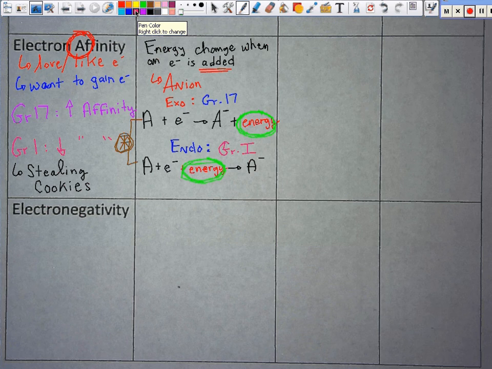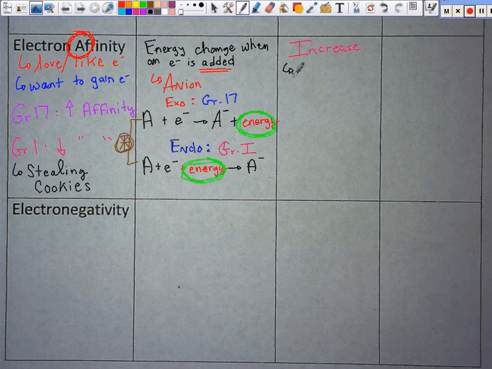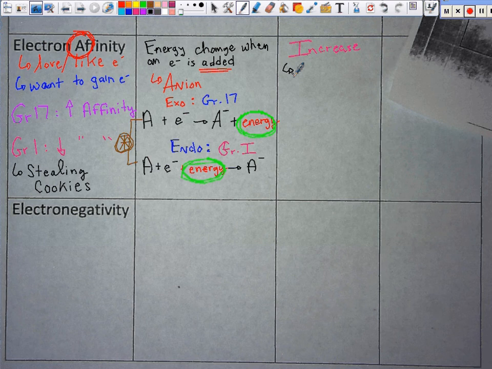Okay. So why do you think it increases? There are more electrons, but what's happening to its outer shell as you go left to right? It's getting fuller, right? It needs more. So the reason that it increases is it has more of a need for an electron.